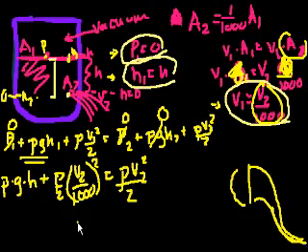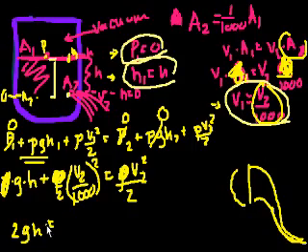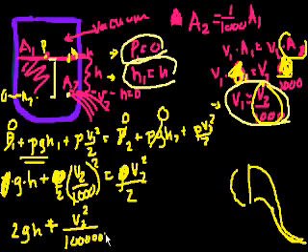Now, one thing that we can immediately see is that we have all these rho's on both sides of the equation, so we can divide both sides by rho. We get rid of all of those. And then we can multiply both sides of the equation by 2, and we get 2gh is equal to v2 squared over, what's 1,000 squared? Over 1 million. Plus this term, and that is equal to v2 squared.